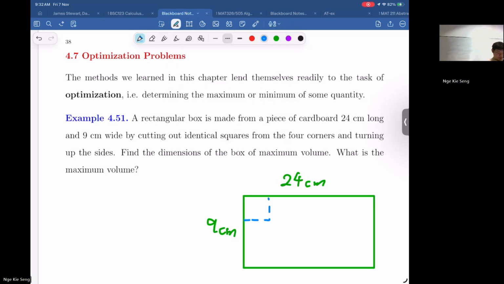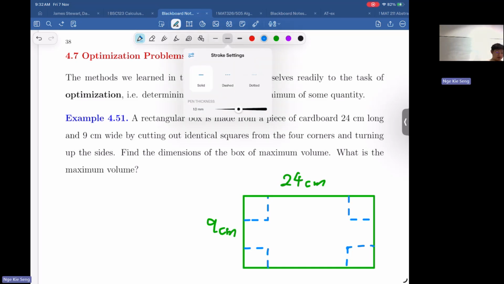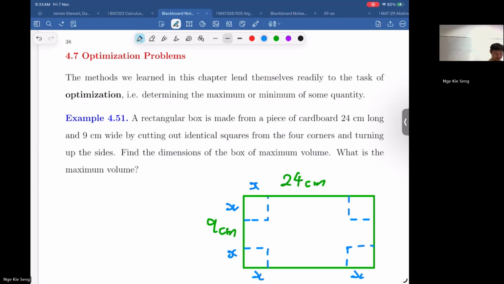So a square here, okay, a square on the other side. And put one more here, and then you put one on the other side. And you cut out 4. So these are identical squares, right? And the squares have the same side length. Okay, so let's label it x. Okay. And turning up the side.